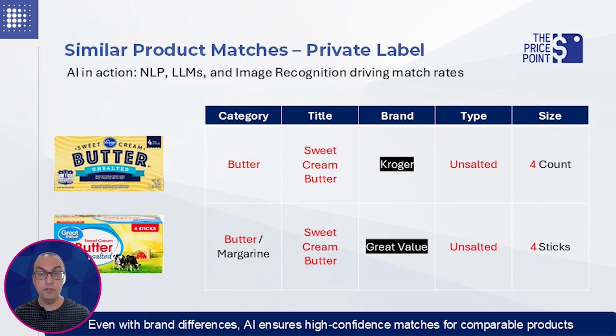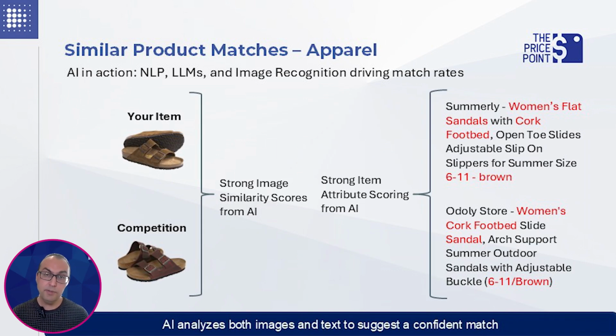So with that, let's take a look at what happens in apparel. Let's compare two sandals. On the left, you've got your sandals. On the right, you've got your competitors' products. Okay, let's leverage AI as part of this. On one hand, we'll look at image recognition.